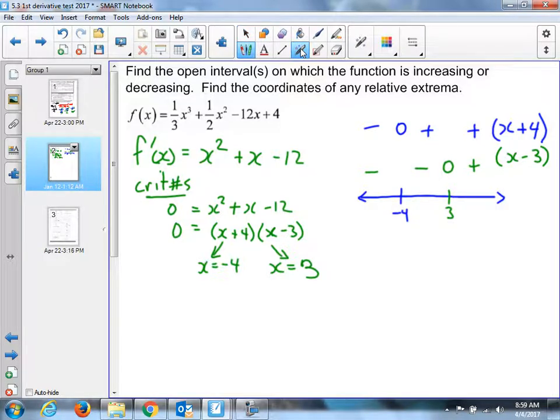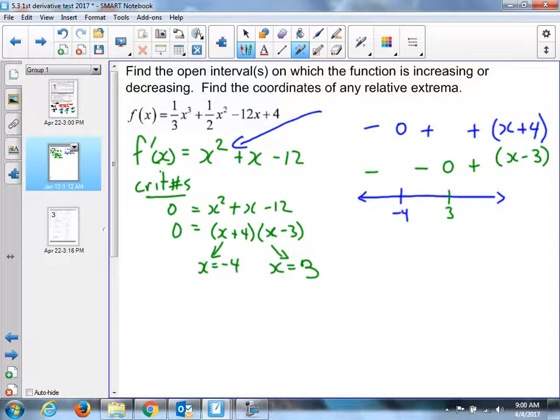Potentially switching at the zeros. So this means if I put in a number smaller than negative 4, so negative 5, if I put negative 5 into this expression here, what kind of answer are you going to get? You're going to get a positive.